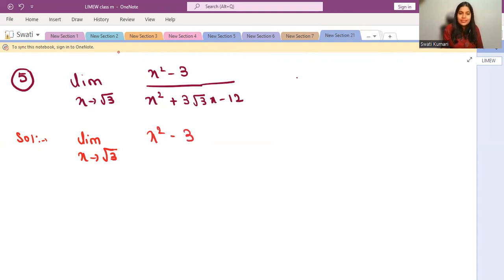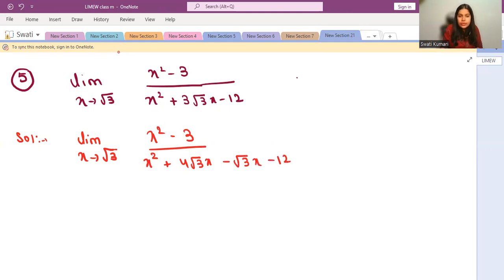X squared minus 3 upon... As I said, when I look at the question, I know that I have to factorize here. So I will factorize the denominator, so x squared plus... I can write 3 root 3x as 4 root 3x, and because I want 3 root 3x, I subtract root 3x, giving minus 12.